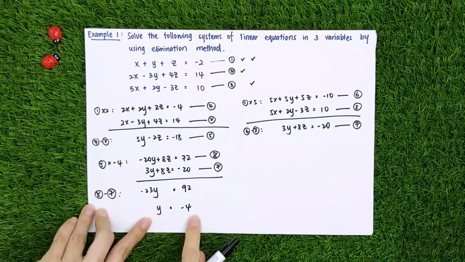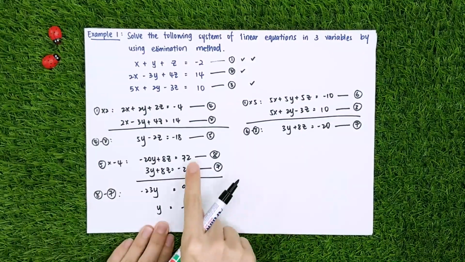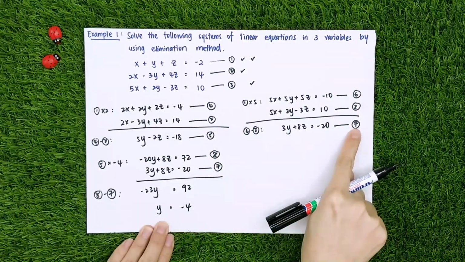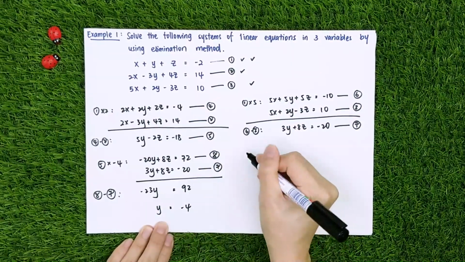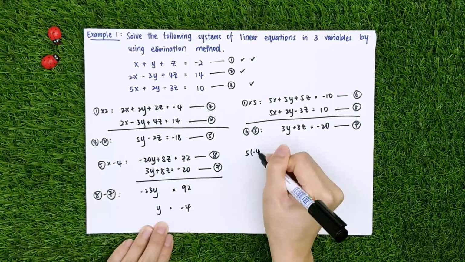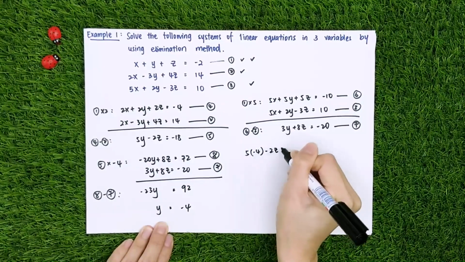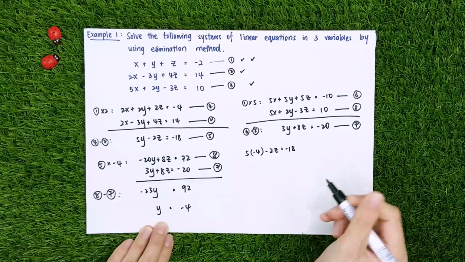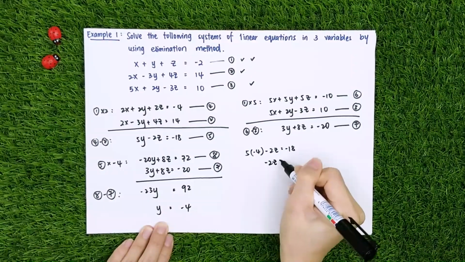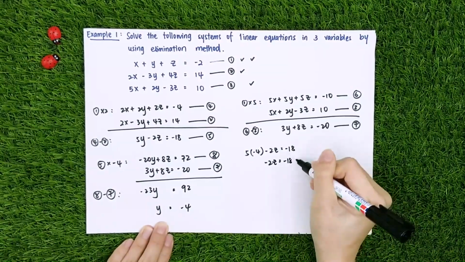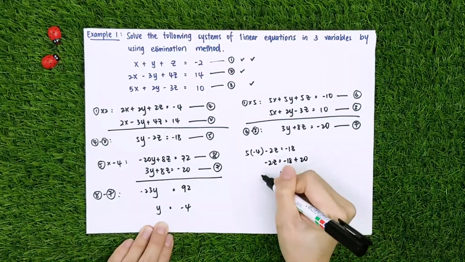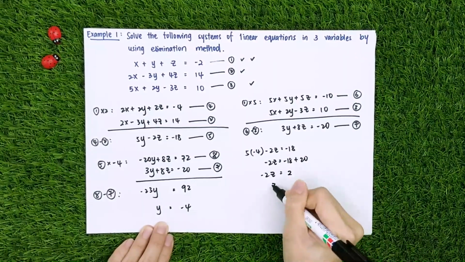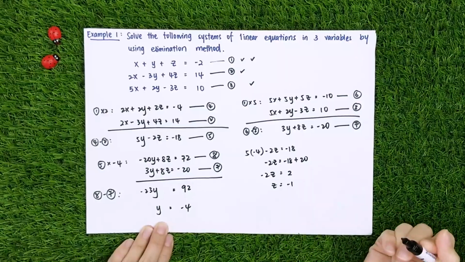After you get your y value, you can substitute into either equation 5 or equation 7 to get your z value. Okay, let me choose equation 5. Okay, so 5y equals to minus 4 minus 2z equals to minus 18. So minus 2z equals to minus 18 plus 20. So here you will get 2, minus 2z here. So z, your answer is minus 1.